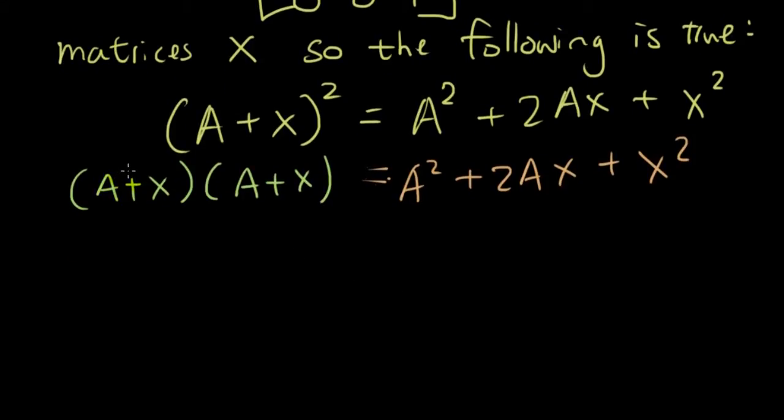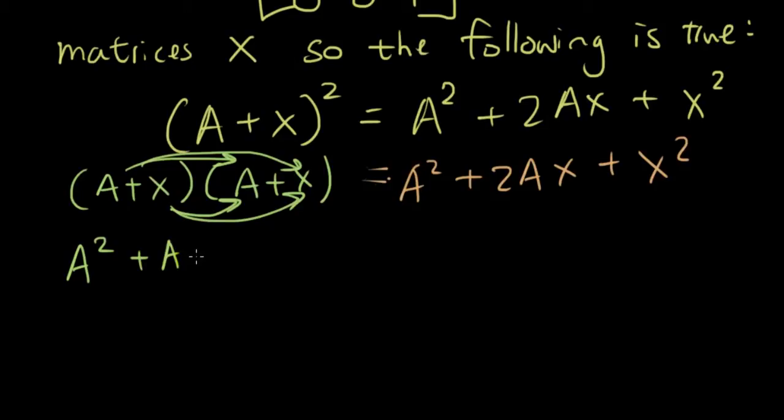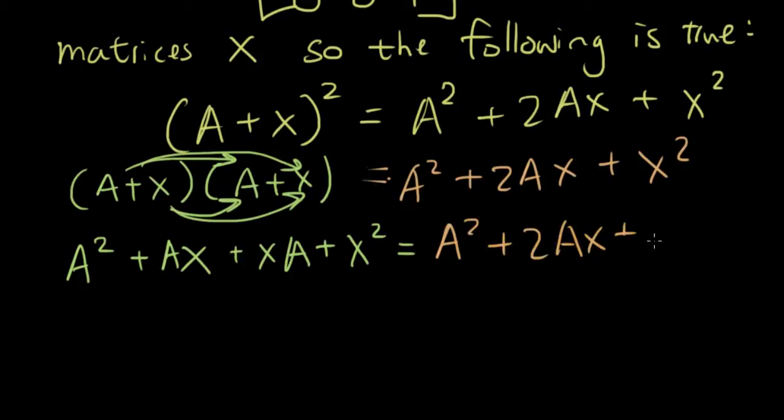Now if I expand it out using the distributive law, which is allowed with matrices, then you get A squared plus AX plus XA plus X squared on the left, and on the right hand side it is just the same thing again, because I'm just copying it down. Right hand side equals right hand side, left hand side equals left hand side.